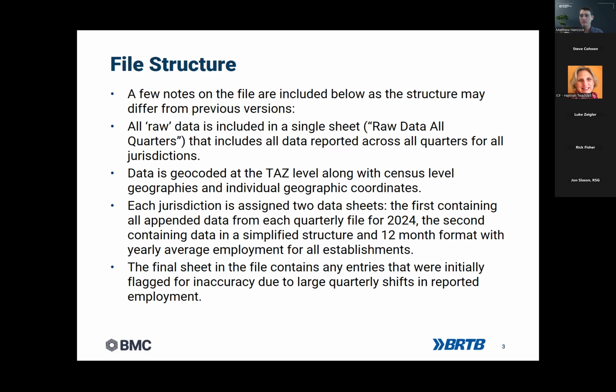And then I have it in a simplified structure, which breaks it down into a 12-month format with the yearly averages of employment across establishments. And the final sheet in each one of these Excel files is going to have all of the entries that I initially flagged for inaccuracy, largely due to extreme shifts between quarters. That was the easiest way to flag it in the way that I processed it, but as always, I'm happy to take any inputs from members on different ways to clean these files or for presentation.